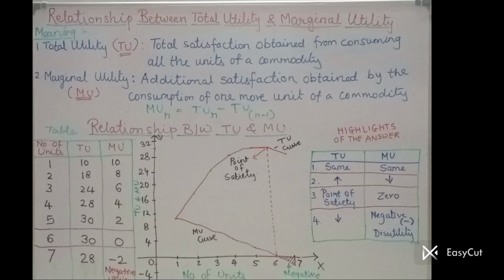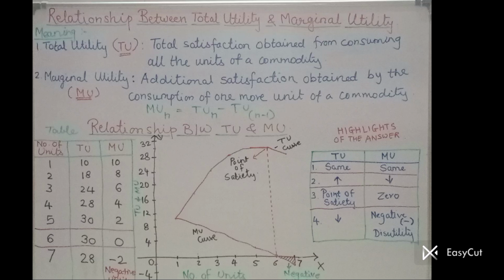So on the x-axis, number of units are mentioned. On the y-axis, we have written total utility and marginal utility. I have plotted the points taking a gap of 4: 4, 8, 12, 16, 20, 24, 28, 32. And downwards, since we are having negative utility also, that's why I have shown one minus point downward also, that is -4.